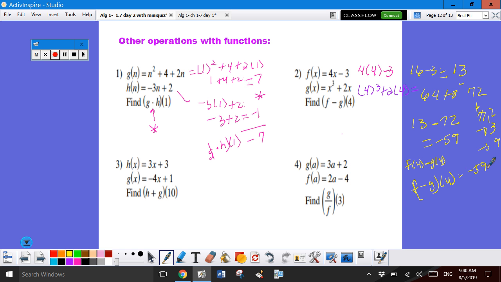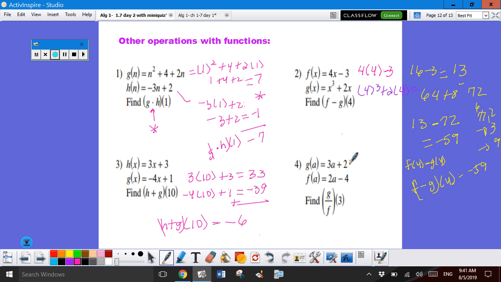Go ahead and pause here and go ahead and solve the next two. See if you can come up with an answer. Compare with a neighbor when you are ready. Okay, so f of 10: 3 times 10 plus 3 is going to give me 33. And g of x is negative 4 times 10 plus 1. That's going to give me negative 39. And if I'm adding them together, I know I come up with a negative 6. f of 10 plus g of 10 is negative 6.